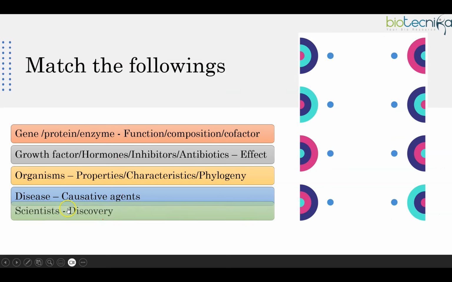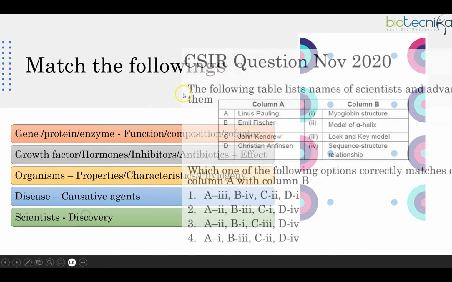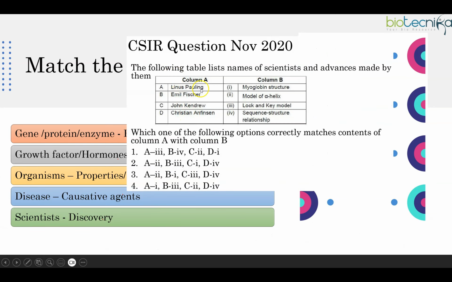Then you have scientists and discoveries. For this type, of late they have started to ask about different scientists and what type of structures they have given. For example, Linus Pauling, we all know that he was responsible for giving the model of the alpha helix. Emil Fischer was responsible for the lock and key model, and also the Michaelis-Menten model of enzyme kinetics.